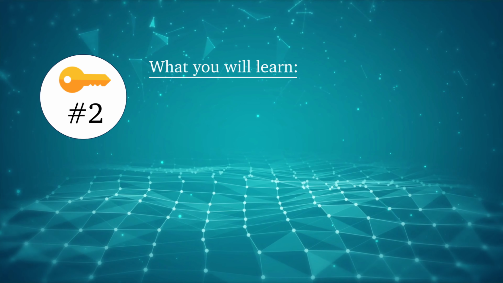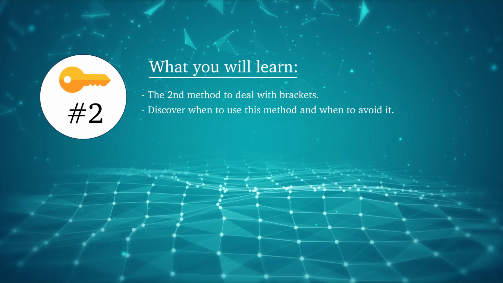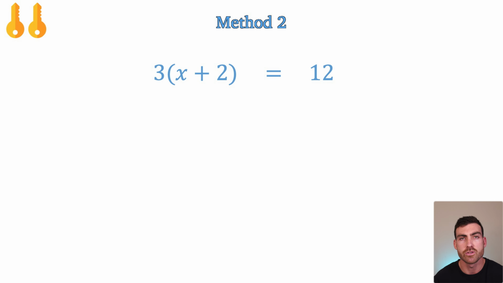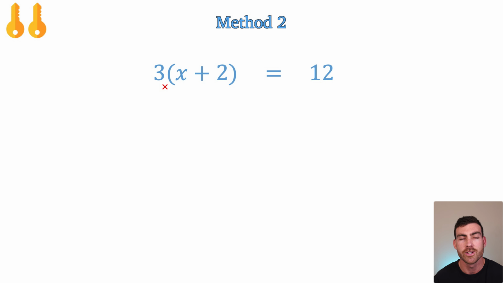In this section, you will learn the second method to deal with brackets and discover when to use this method and when to avoid it. Let's start with this reminder. What is the hidden operation between the number and the brackets? Correct, it's multiplying. So instead of expanding, we can try the opposite of multiplying. We can divide both sides of the equation by that number.